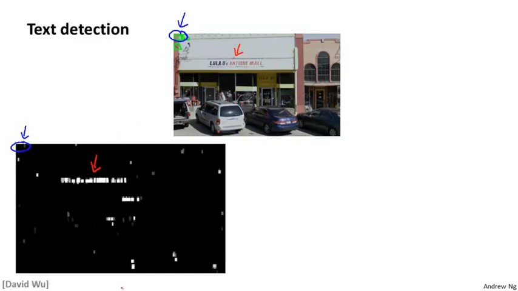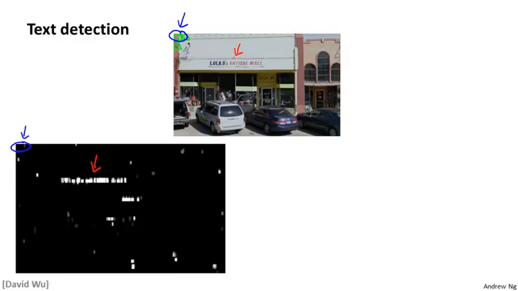What I've done on this image on the lower left is use white to show where the classifier thinks it has found text, and the different shades of gray correspond to the probability that was output by the classifier. Lighter shades of gray correspond to where it thinks it might have found text but with lower confidence, but the bright white corresponds to where the classifier output a very high estimated probability of there being text in that location.